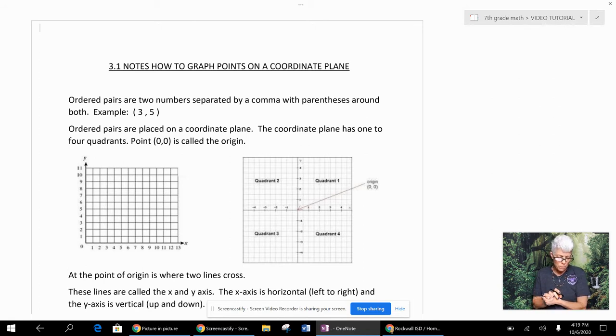All right, so ordered pairs. Ordered pairs, I'm reading right here. Ordered pairs are two numbers separated by a comma with parentheses around both. You have to have a comma and parentheses around a set of ordered pairs. I think the best example I can give you to help you understand why is a percent.